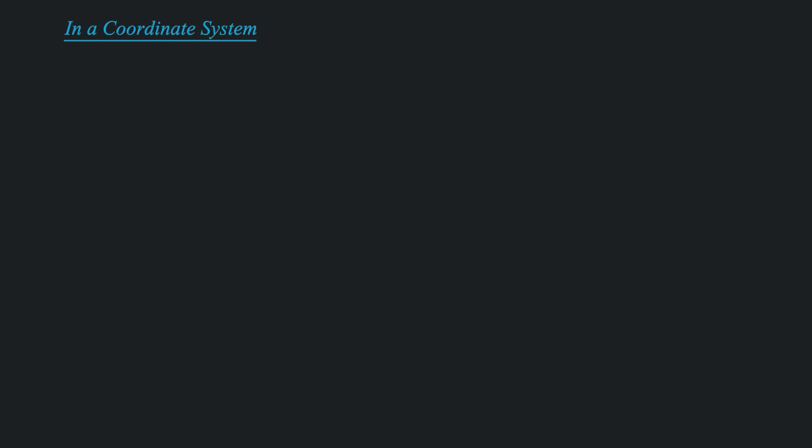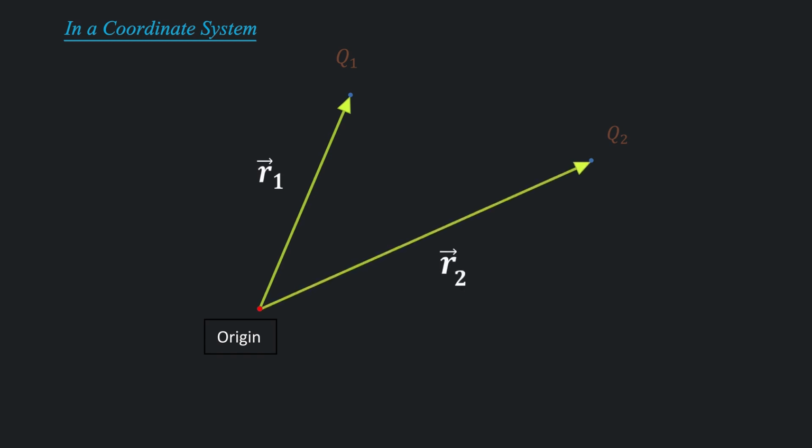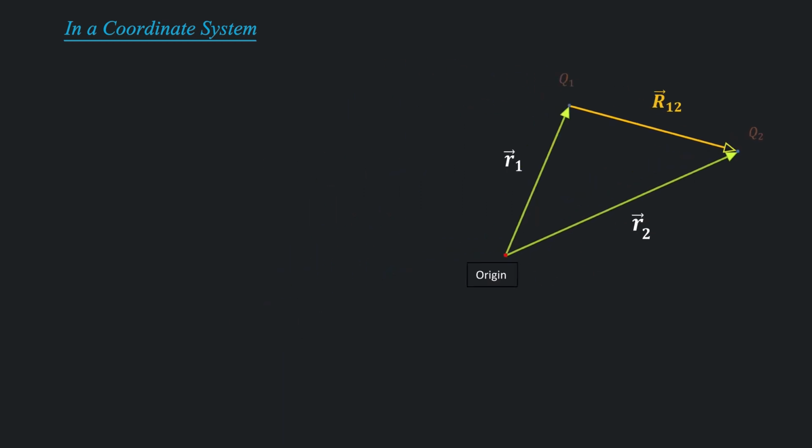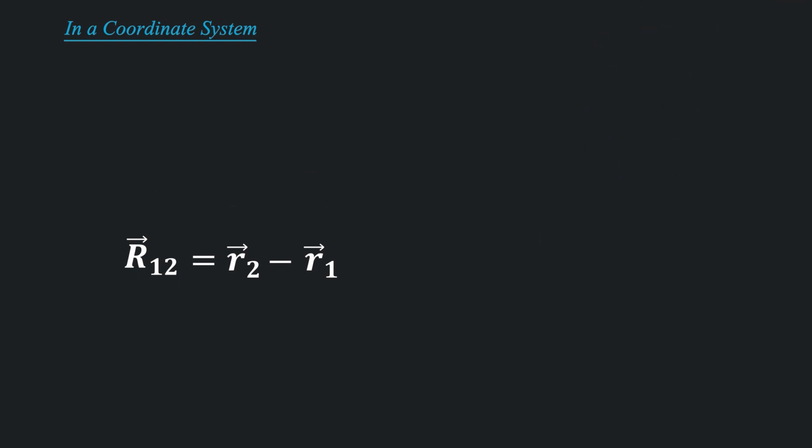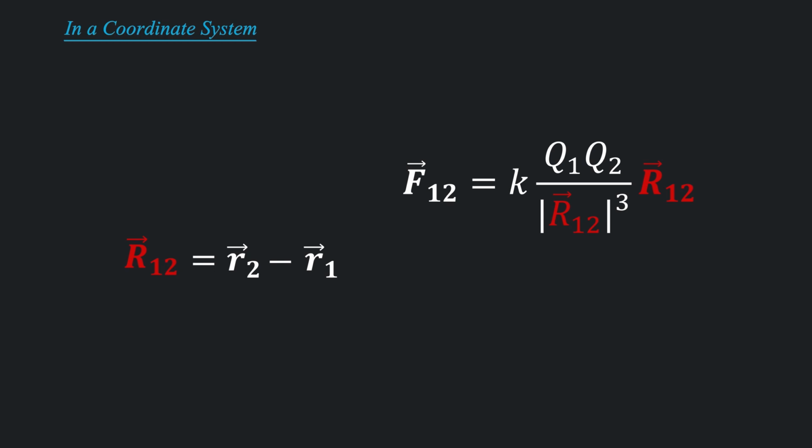Often we must work in a coordinate system where we are given position vectors of charges rather than their separation vector. To handle these cases, we shall alter our formula a little bit. Let's choose a coordinate system and specify its origin. Vectors r1 and r2 are position vectors of charges q1 and q2. Notice that this makes a nice little triangle with the separation vector r12. Applying the vector addition rule on this triangle, we get vector r1 plus vector r12 equals vector r2. After rearranging, we get r12 equals r2 minus r1. Now let's replace the separation vector r12 by this new expression. Finally, we obtain this equation.